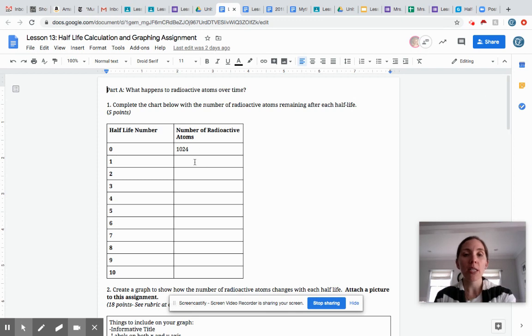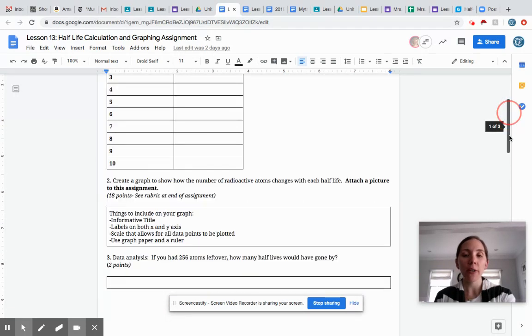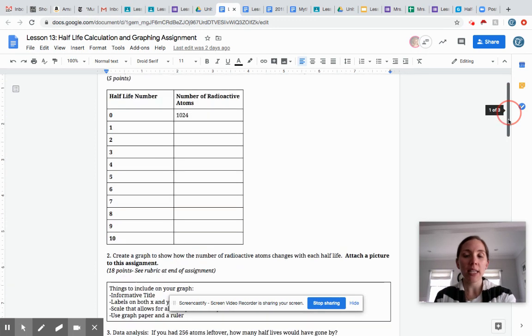You're starting out by calculating how many radioactive atoms would be present after each half-life. Think about what's going to happen to this number after each half-life. And then you're going to create a graph to show how the number of radioactive atoms changes with each half-life. So you're graphing this data. You're attaching a picture to this assignment.